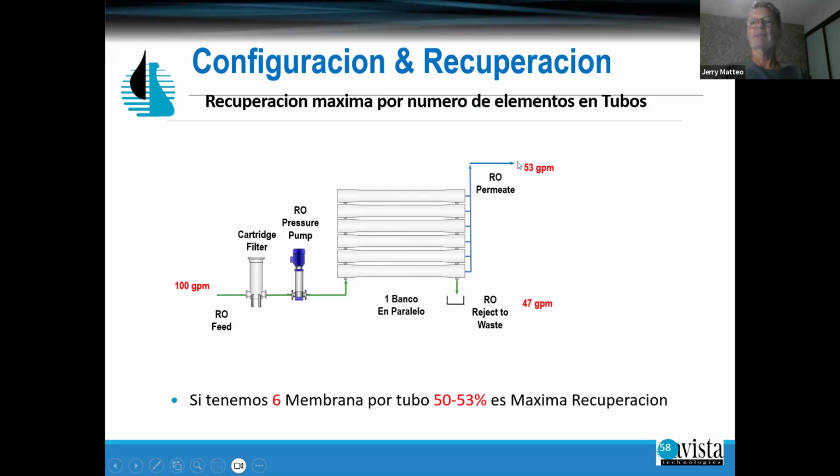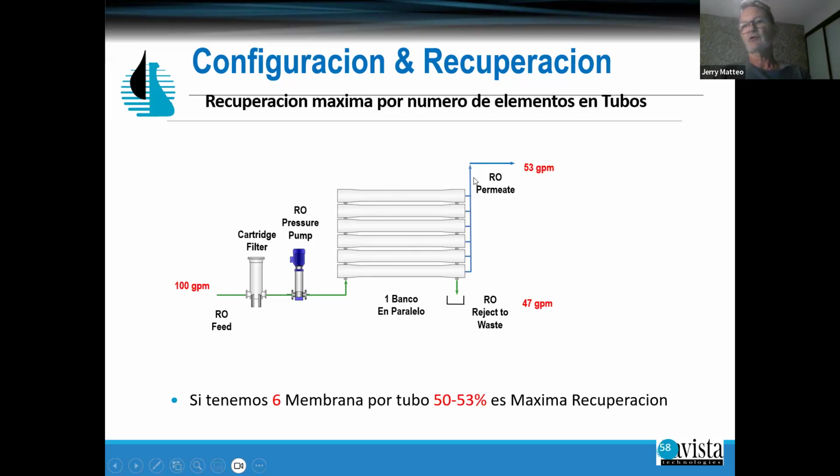In this case, I've got about half my water produced as good, clean permeate water, right? 100 in, 50 out. And I've got about 50 gallons a minute as reject, or concentrate, or brine. So in this case, I've got a recovery of 50%, which is about all you could get out of what is called a 1-stage system, which we're going to look at in a sec.